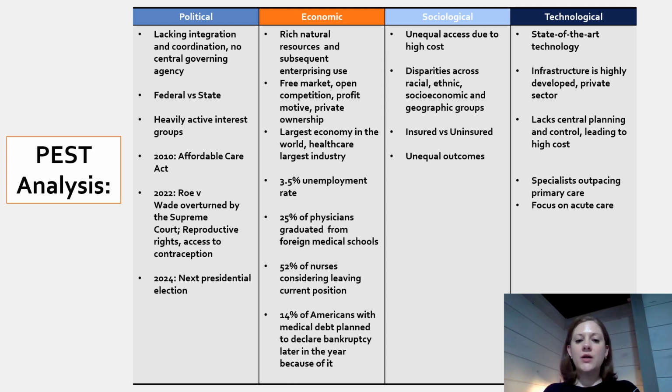2022 brought us Roe v. Wade overturned by the Supreme Court, leading to limited reproductive rights, and access to contraception limited as well. 2024, we see the next presidential election on the horizon.